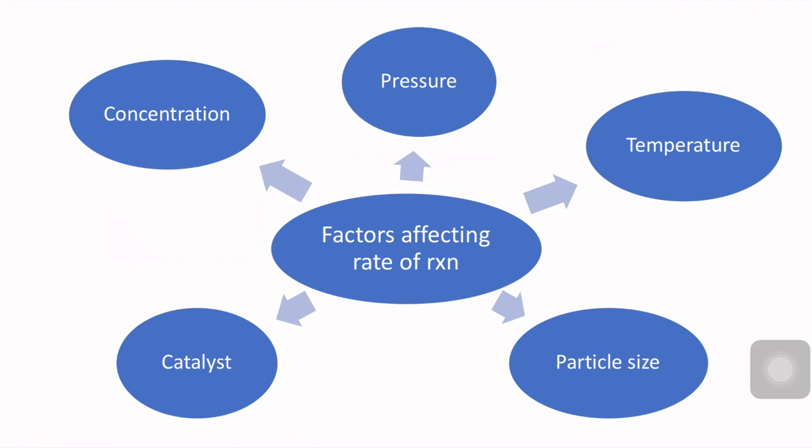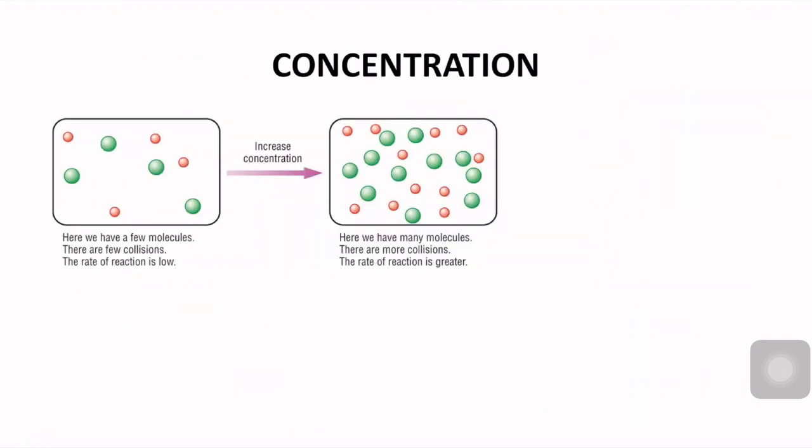There are 5 factors affecting rate of reaction: concentration, pressure, temperature, particle size, and also catalyst. The first one is concentration. Let's talk more about concentration now.